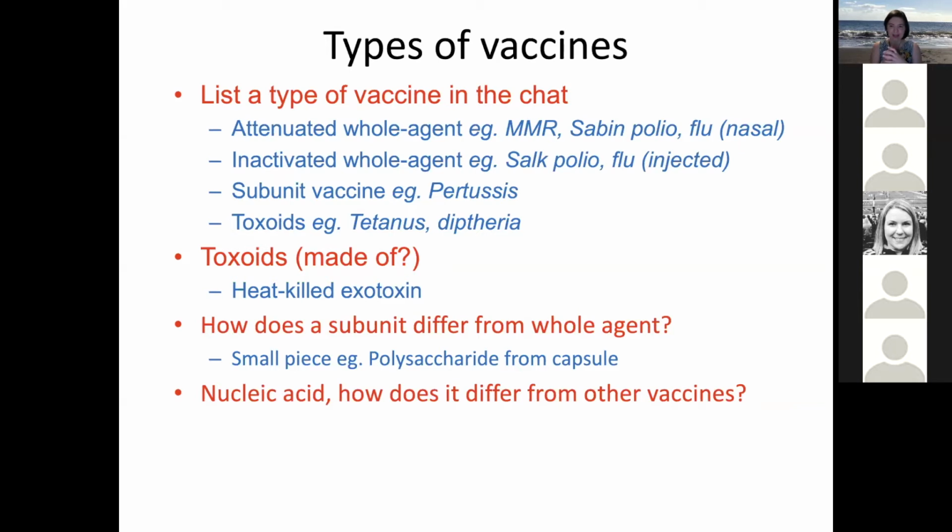Yes, exactly. So let me say that again, because that was a great answer. Basically, all of these vaccines are similar in the sense that whatever they're made of, whether the whole thing or just a piece of the thing or a heat-killed toxin, they are the antigen. The antigen is what's injected into you, and you make antibodies against that antigen. But in a nucleic acid vaccine, the nucleic acid is just the instructions for the antigen that comes into your body. Your cells then read the instructions and make the antigen.